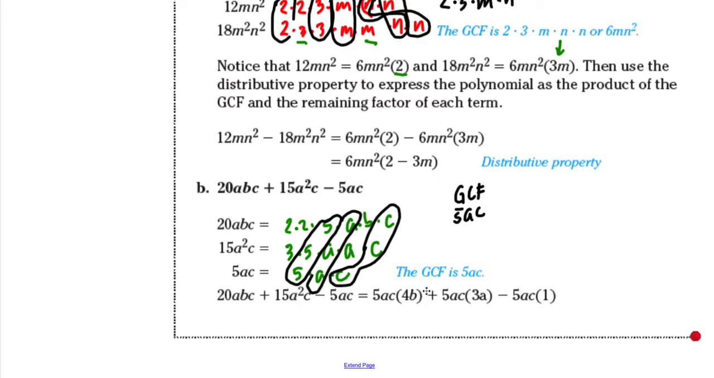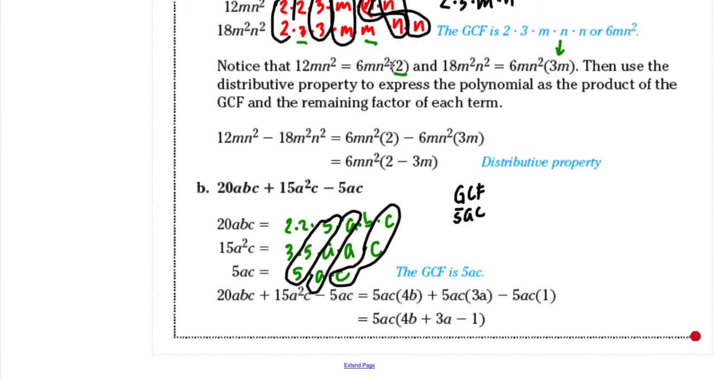Then what we do is take 4b, 3a, and 1, and simply put them in the parentheses. This becomes 4b plus 3a minus 1. And we factor out 5ac using the distributive property. And that's how you factor 20abc plus 15a squared c minus 5ac using GCFs.